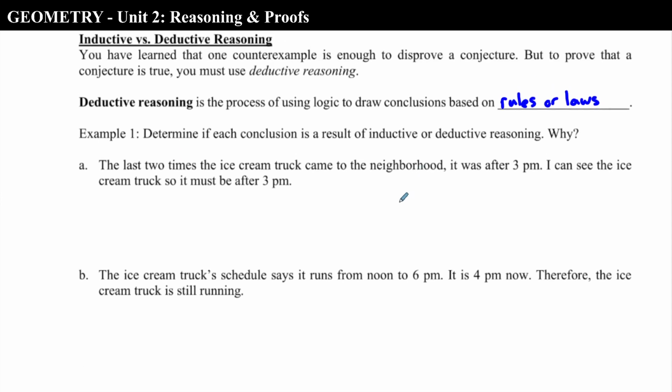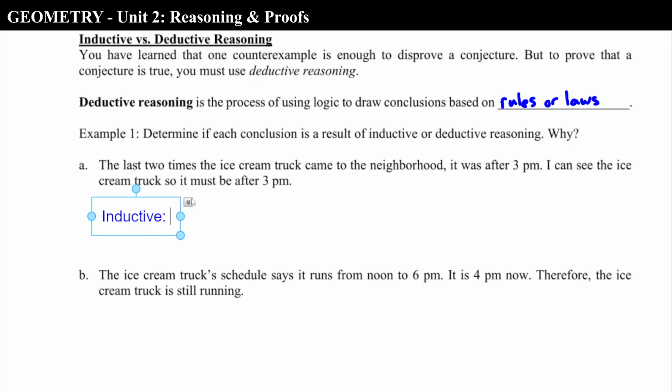So here we're going to determine if each conclusion is a result of inductive or deductive reasoning, and then we're going to give why. Okay? So let's talk about A. The last two times the ice cream truck came to the neighborhood, it was after 3 p.m. I can see the ice cream truck, so it must be after 3 p.m. This is an example of inductive reasoning.